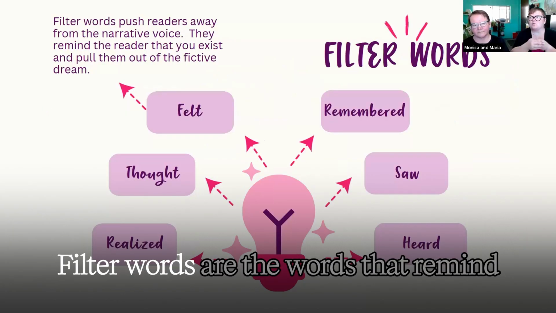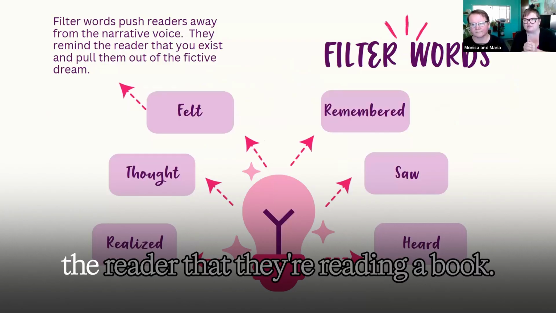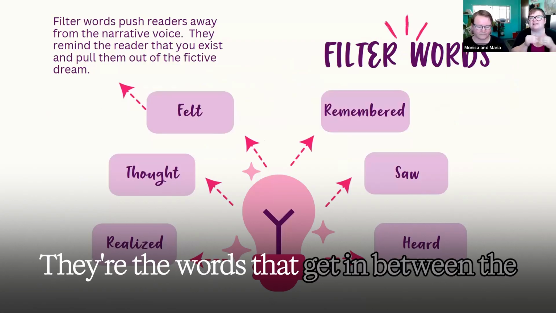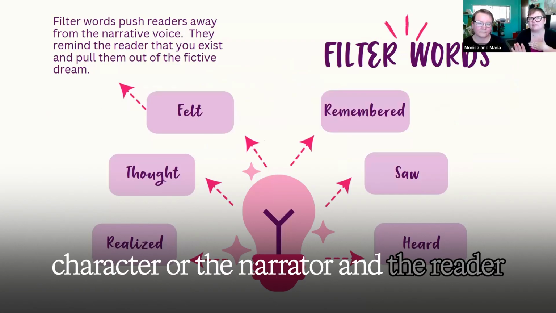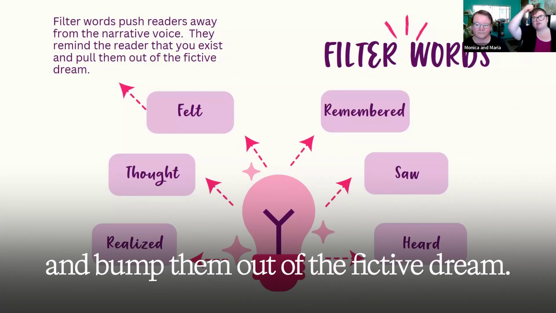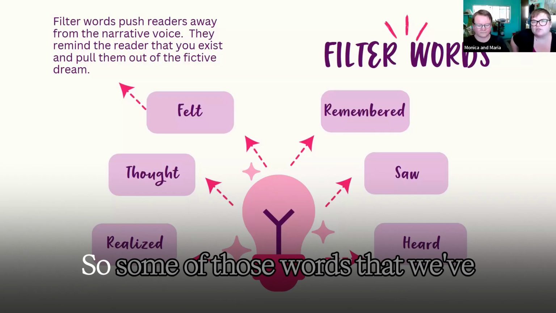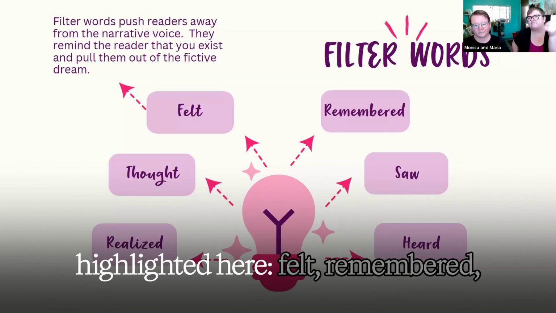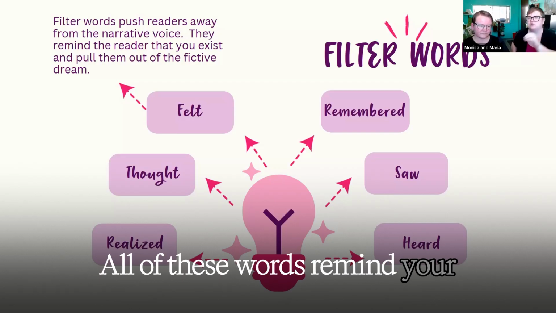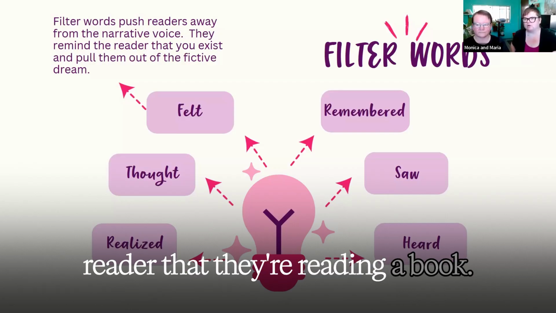Now we're going to talk about filter words. Filter words are the words that remind the reader that they're reading a book. They're the words that get in between the character or the narrator and the reader and bump them out of the fictive dream. So some of those words that we've highlighted here: felt, remembered, thought, saw, realized, heard. All of these words remind your reader that they're reading a book.